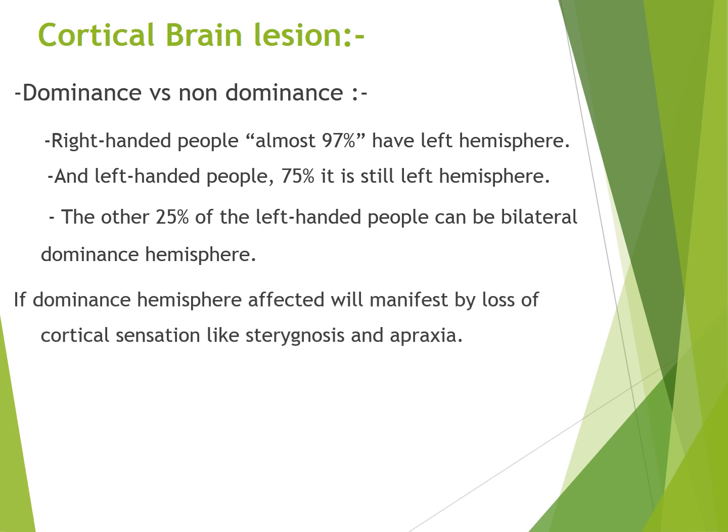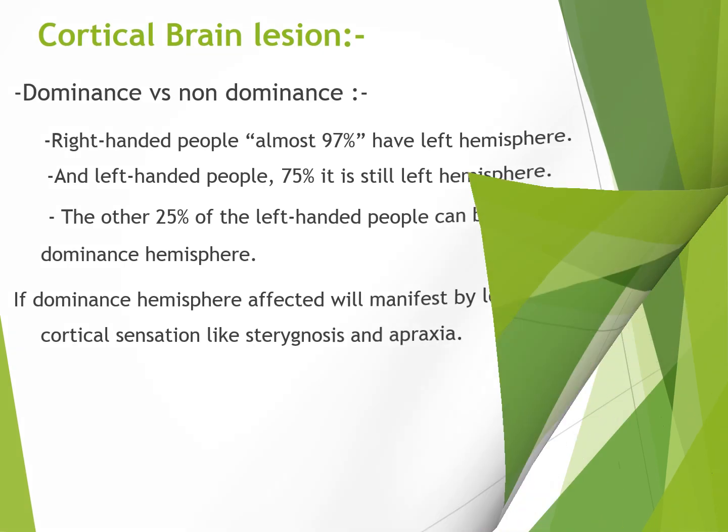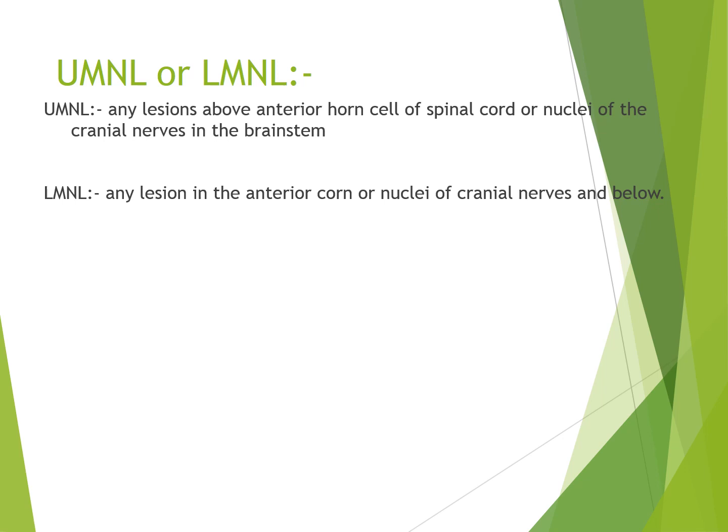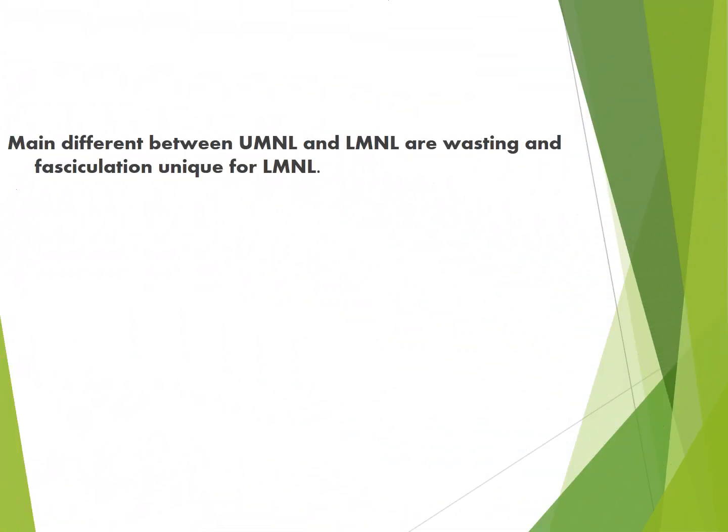If the dominant hemisphere is affected, it will manifest by loss of cortical sensation like stereognosis. Upper motor or lower motor neuron type. Upper motor neuron type, any lesion above anterior horn cell of spinal cord and cranial nucleus in the brain stem. Lower motor neuron, anything below that up to the muscle.